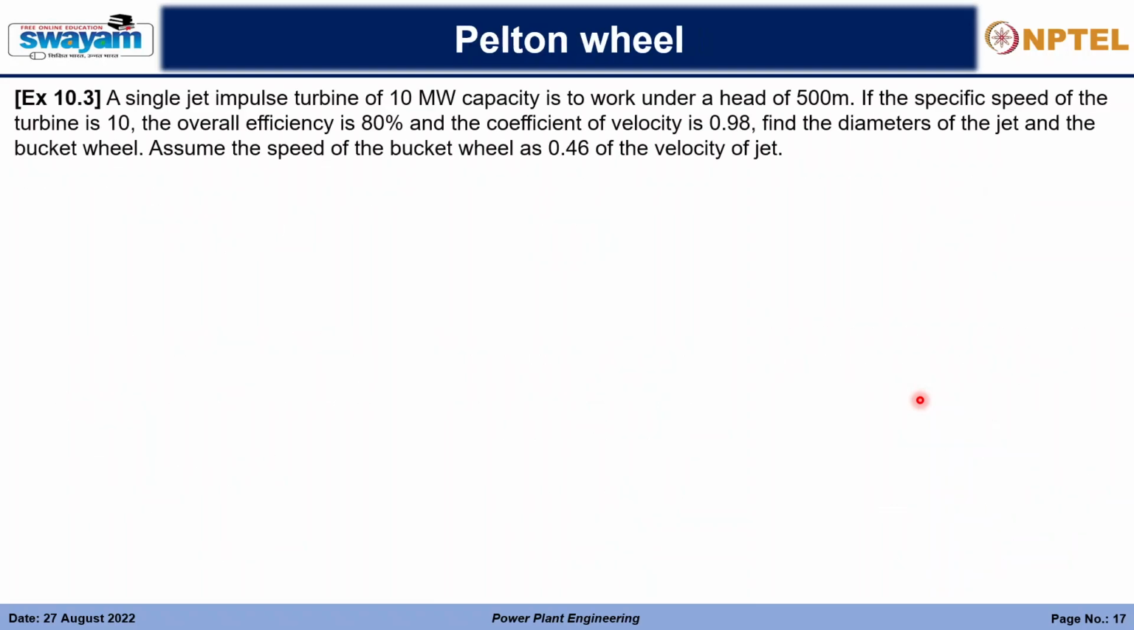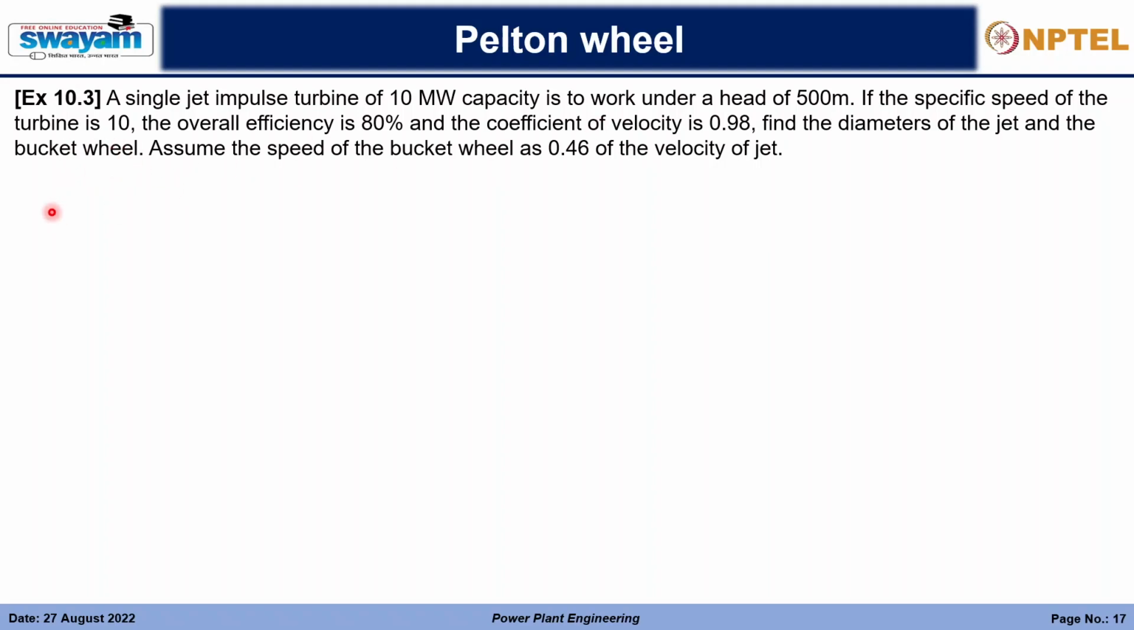So let us now quickly go through an example which utilizes this concept. A single jet impulse turbine of 10 megawatt capacity is to work under the head of 500 meter. So head is given, the capacity is given. Then the specific speed of the turbine, NS, is given as 10, overall efficiency is 80%, coefficient of velocity is given. Find the diameters of the jet and the bucket wheel.